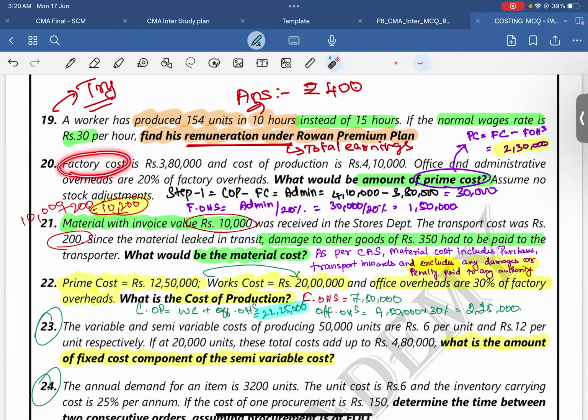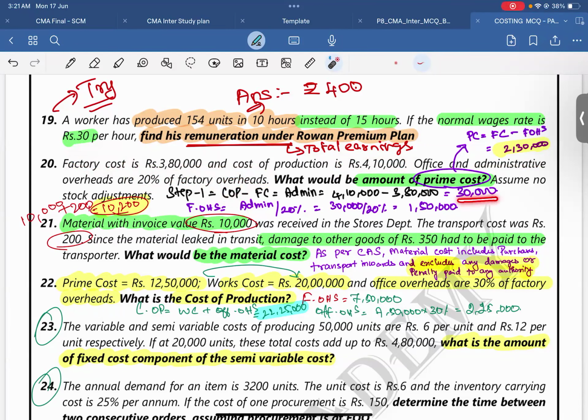Question number 20. Factory cost is 3,80,000. The cost of production is 4,10,000. Office and administration overhead are 20% of the factory overhead. What is the amount of prime cost they are asking? Assume there is no stock adjustment. First step is, I don't know that factory overhead, and I need that factory overhead to find out further. So from the cost of production, I will subtract my factory cost.